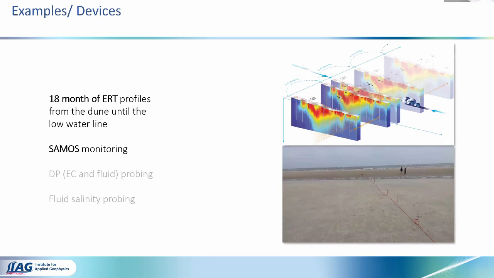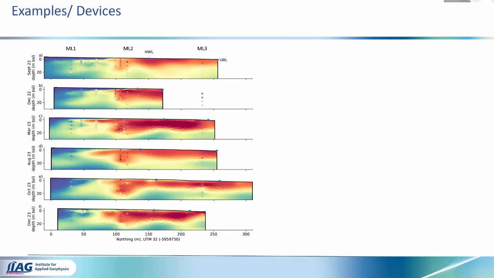This is the beach at Spiekeroog, like 5 years ago, I guess. So we went there every 6 weeks over the last 3 years, a couple of campaigns. And we installed a monitoring well just in the middle of the profile with electrodes buried in the beach 20 meters deep. What you get out is something like this, starting in September 22 to December 23.